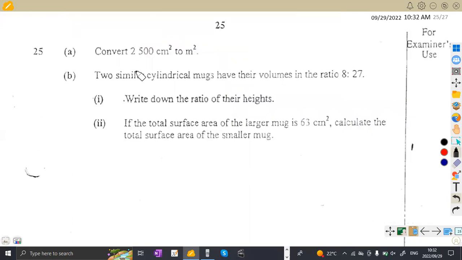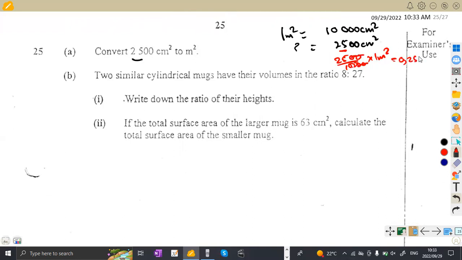Okay, number 25A, convert 2,500 square centimeters to square meters. Guys, we know that in a square meter, we have got 10,000 square centimeters, since 1 meter is equal to 100 centimeters, so squared is going to be 10,000. What about 2,500? We have to write it under square centimeters. So what are you going to have in square meters? We do not know actually, so it's just 2,500 over 10,000 times a square meter. So you can reduce the two zeros, 100 into 25, that's 0.25 square meters. So we're going to have 0.25 square meters.